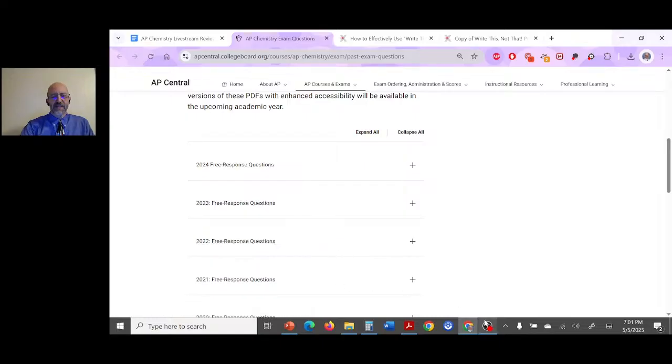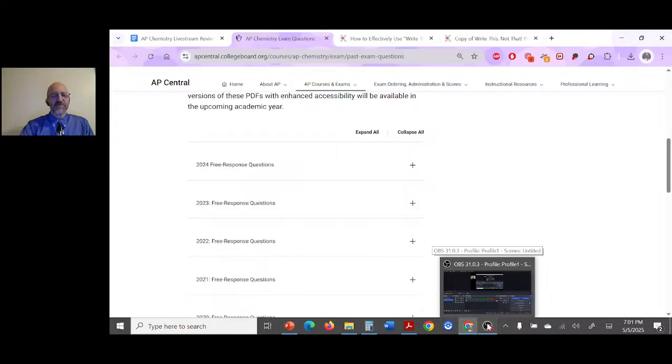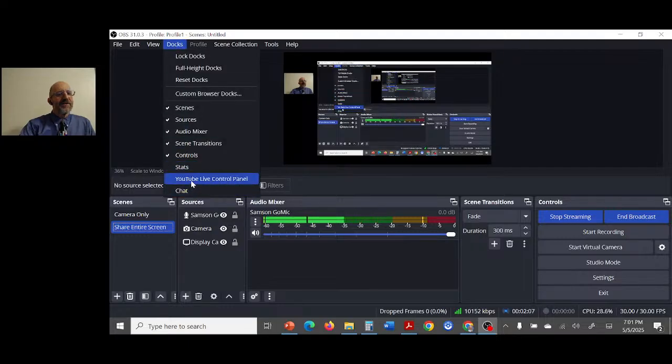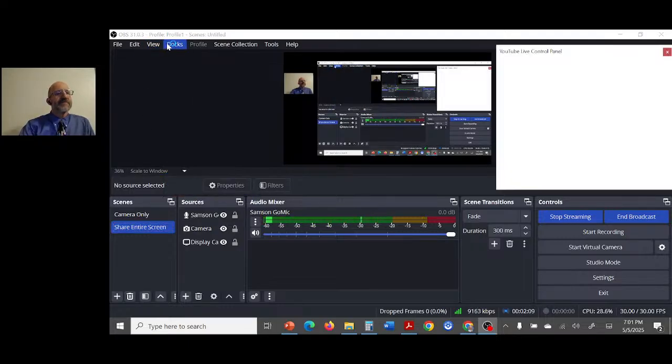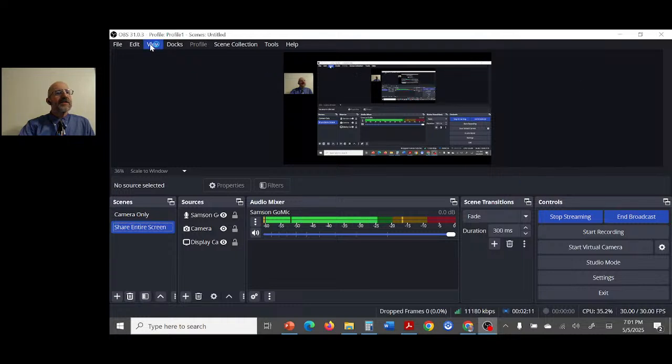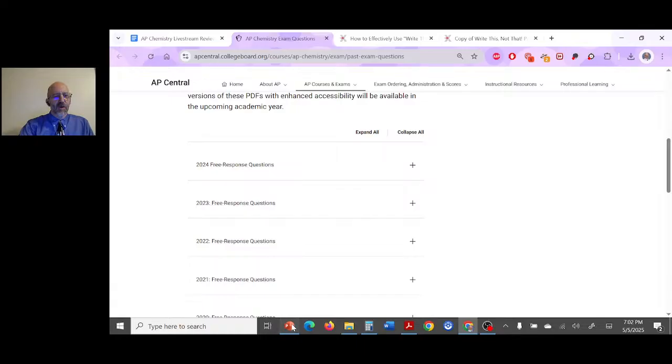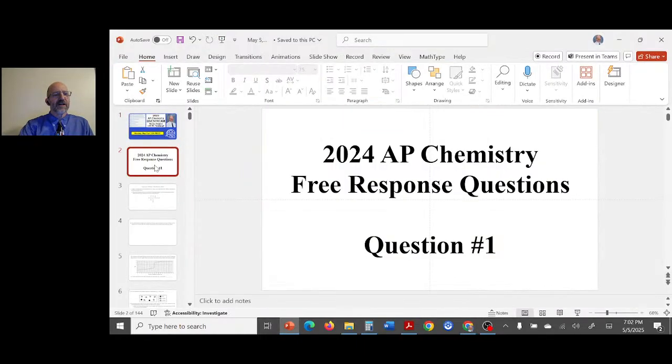Let me just double check and see if I can take a look on my, all right, this is a weird way to view it, but let me double check that. I'm going to open up, just making sure that chat is running. While I'm waiting for that to load, I'm going to go over to my screen here.